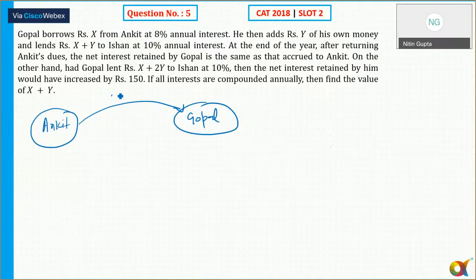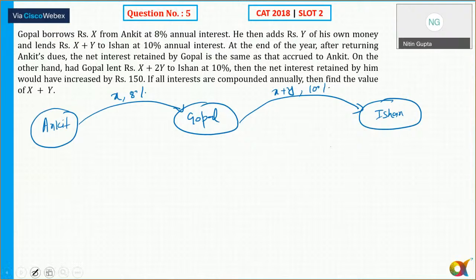That is rupees X at 8% per annum. He then adds rupees Y of his own. So Gopal now adds Y, so X plus Y, and gives to Isan at the rate of 10%. So I can say the interest is 10%. Now it says at the end of year, after returning Ankit's dues. So after 1 year, Gopal will return Ankit how much?